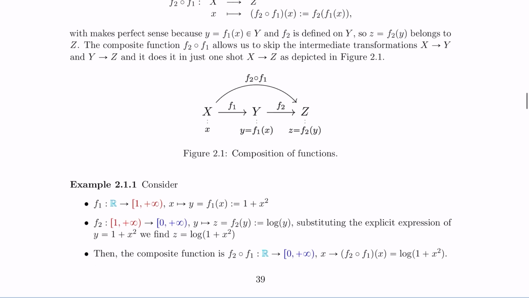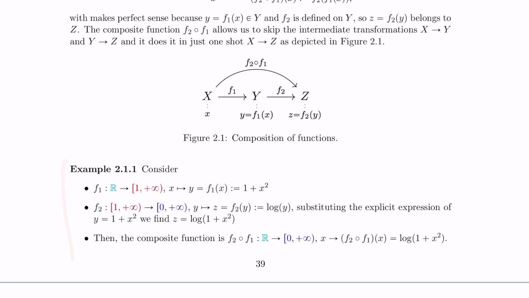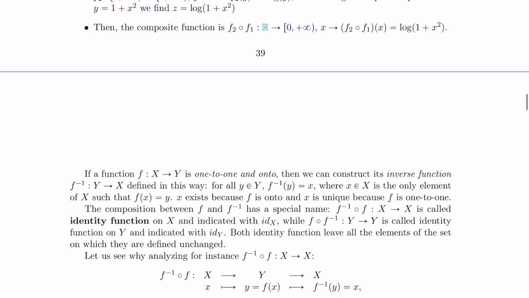I reported here an example of composition, and I leave it to you to read it. Let me now pass to the concept of inversion.